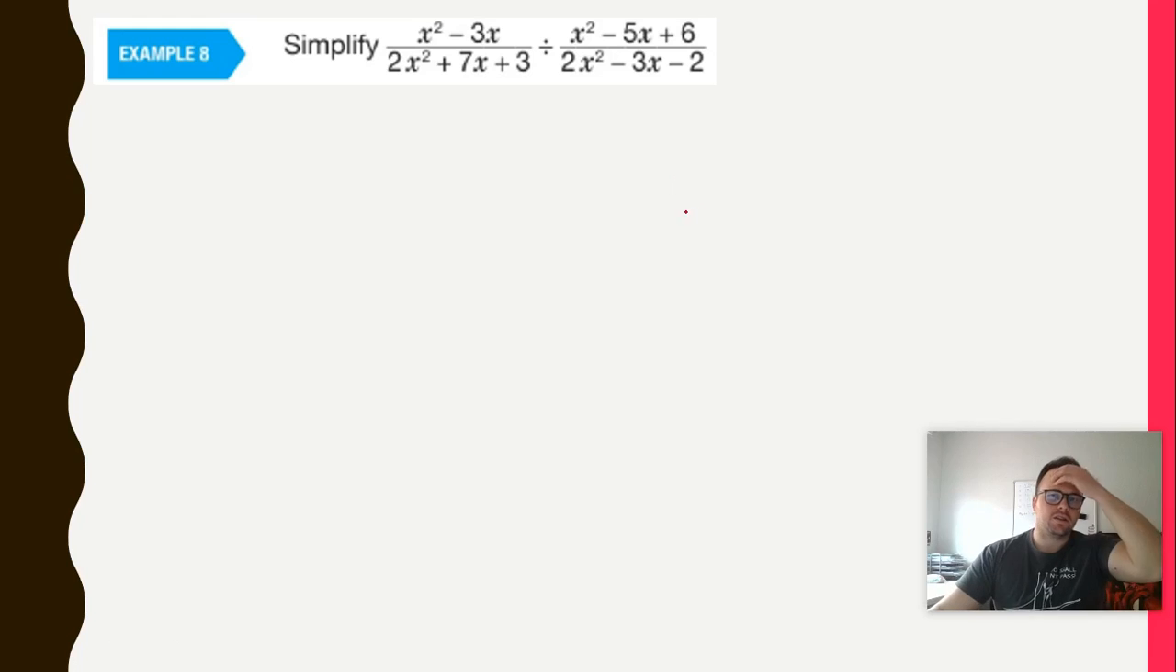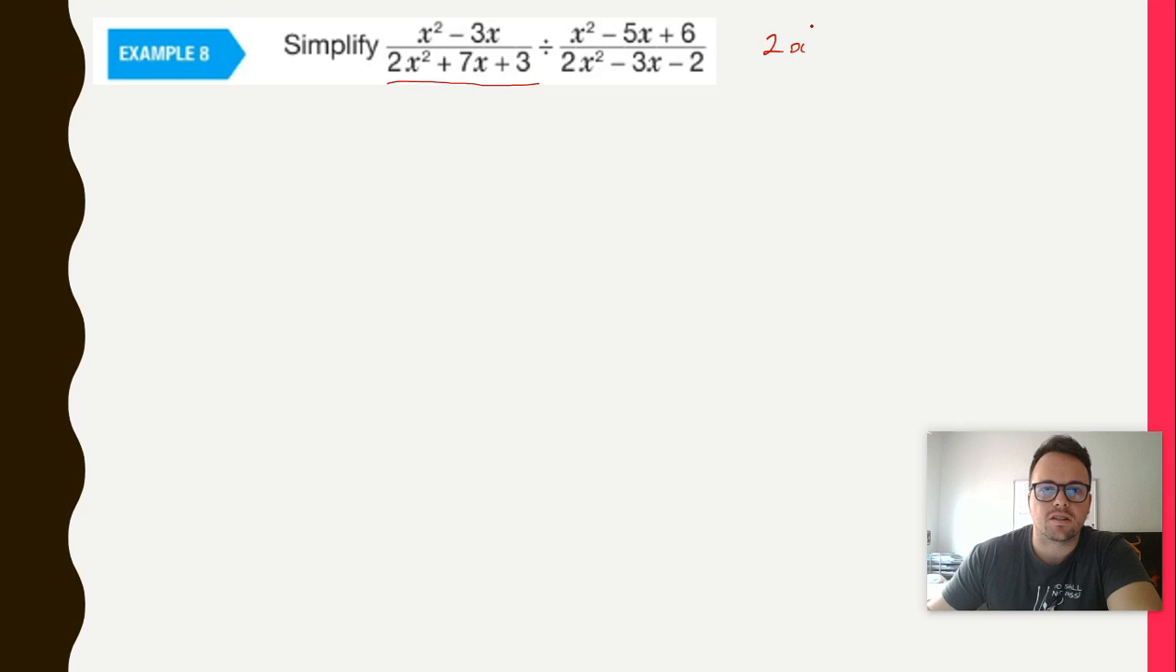Another example. This is slightly more complicated. I would advise you to take these on the side before you actually start dividing these two fractions, and factorize them. Yeah, 2x squared plus 7x plus 3. All right, how do we factorize that?